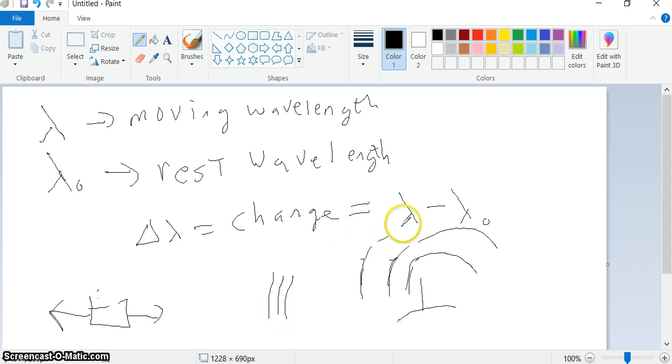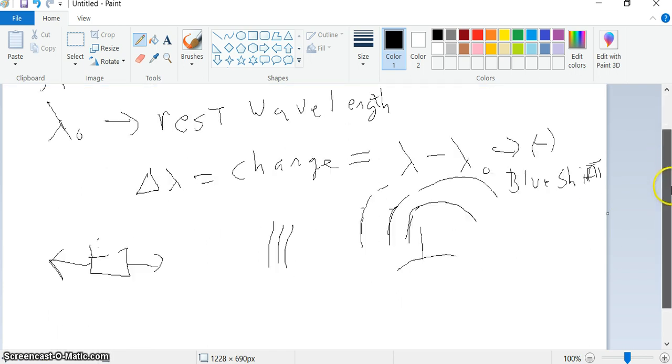And think about this quantity, lambda minus lambda naught. If lambda is the moving wavelength, and lambda is less than lambda naught, then you get a negative value. That negative value is sometimes called the blue shift. The blue shift is when the observer and the source are moving towards each other.